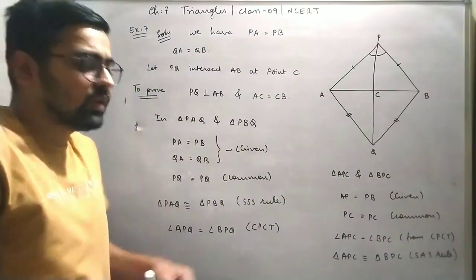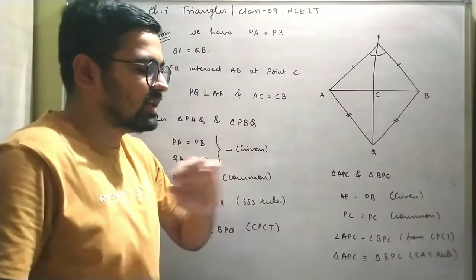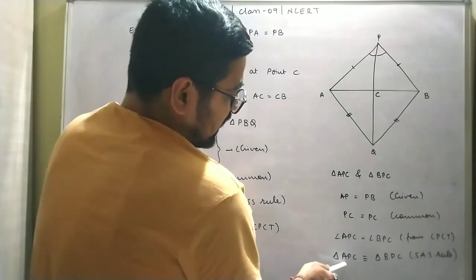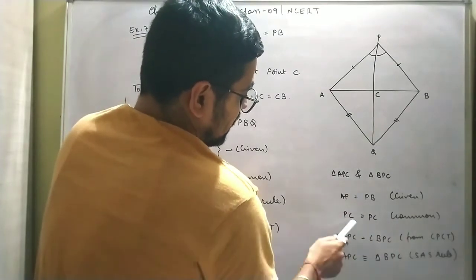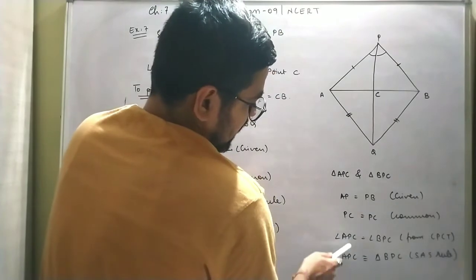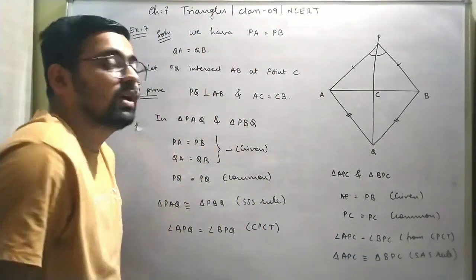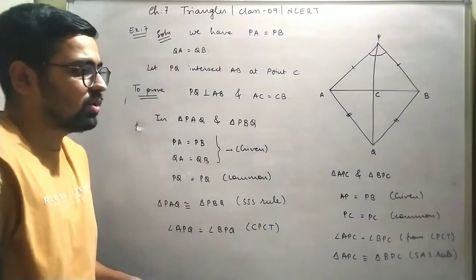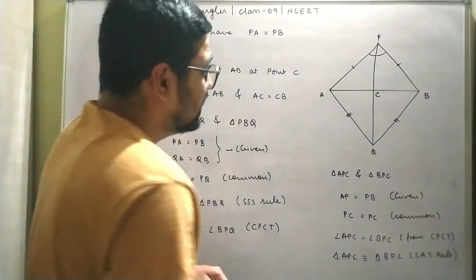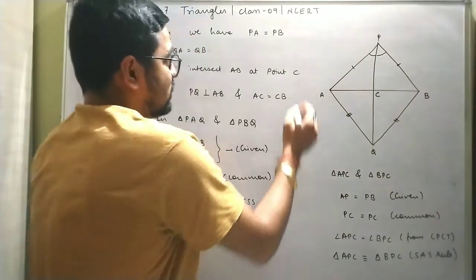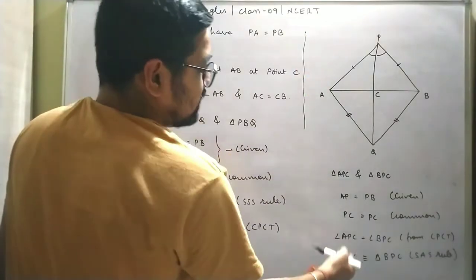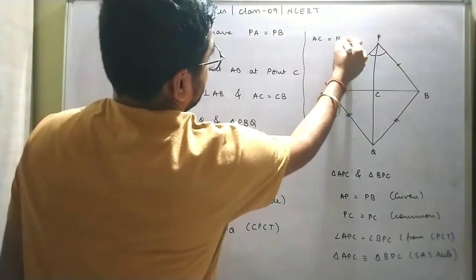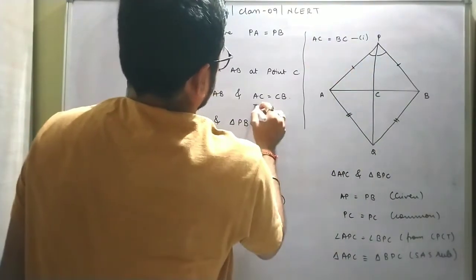congruence rule. Now once I get to know this is congruent, always check this order is correct or not. How we are going to check? AP and PB correct, PC correct, and angle APC and BPC, that is also correct. So that's what we got. Now once I got to know that these two triangles are congruent, I can easily say that by CPCT from these two triangles, AC is equal to BC. This is our first answer.